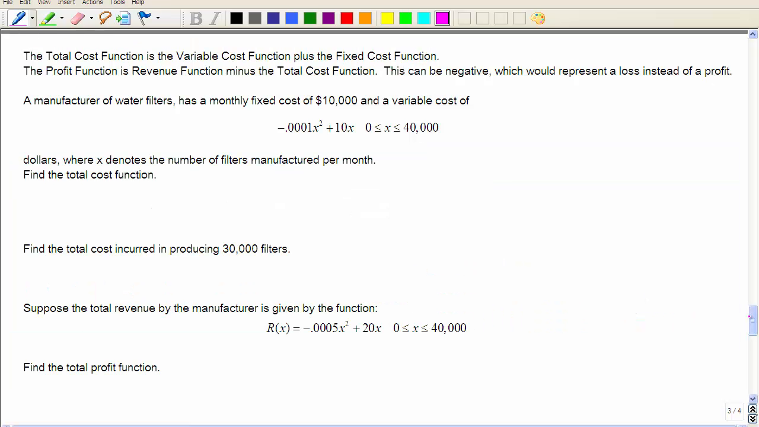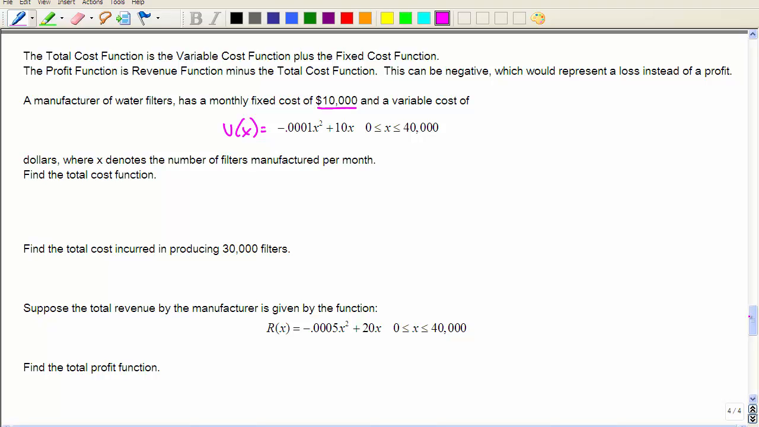The last couple of problems, and again, this will keep coming up in the course, is talking about a cost function and stuff like that. So if you think about it, the total cost of making something is fixed cost, like your office furniture, your rent, things like that. And then the variable cost would be how much it costs to actually manufacture each item. All right, so this manufacturer has water filters, and it has a fixed cost of $10,000. And it has a variable cost according to that function.